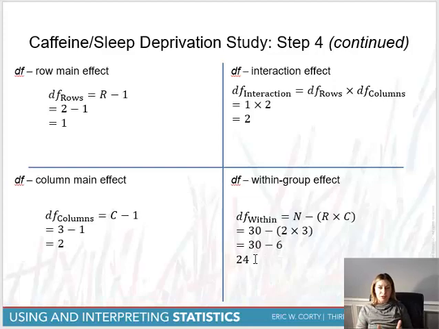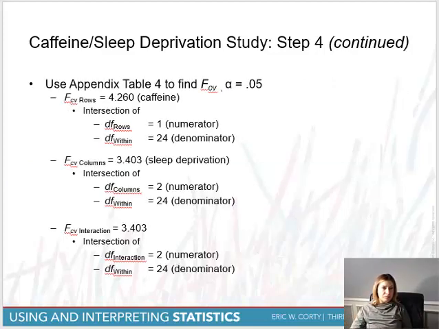So to find our critical value of F for our 2 main effects, as well as our interaction, we need to know our degrees of freedom for these and our within, okay? So for 1 and 24, for 2 and 24, and for 2 and 24 degrees of freedom. And then of course we also need to know the alpha level that we're using for the study, which is always 0.05, unless I tell you otherwise. So we go to the back of the book and we find that information. So with an alpha of 0.05, with 1 and 24, 2 and 24, and 2 and 24 degrees of freedom, here are our critical values of F.